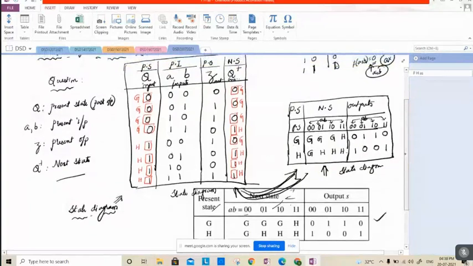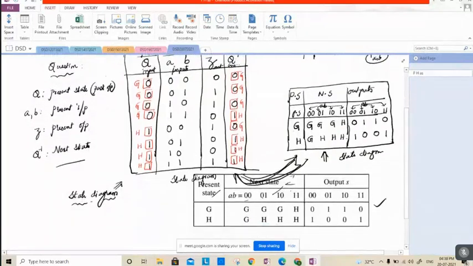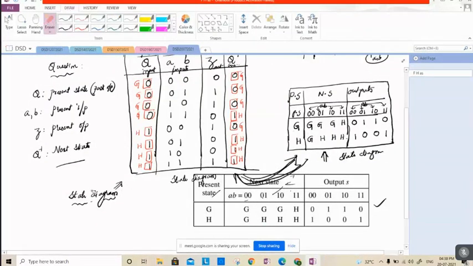Now I'm asking you to draw a state diagram for this. Have you drawn the state diagram? How many of you have done the state diagram? Yes, sir.